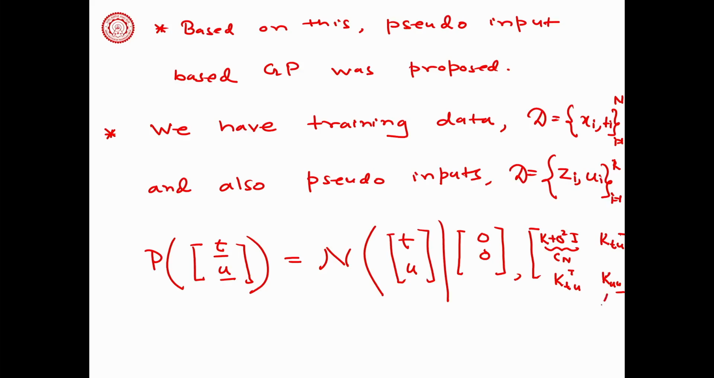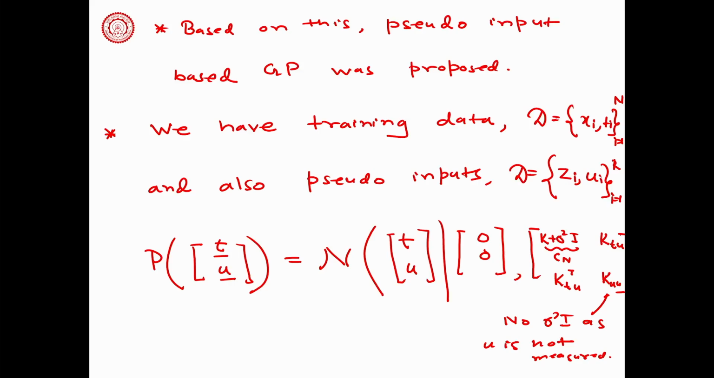So, no sigma square I as U is not measured. Okay. Clear? Any question? So, one notational change: K plus sigma square I, we are till now writing as Cn. Now, this will be written as K. How will I write it? K Tt plus sigma square I.